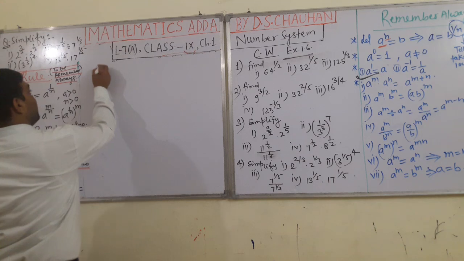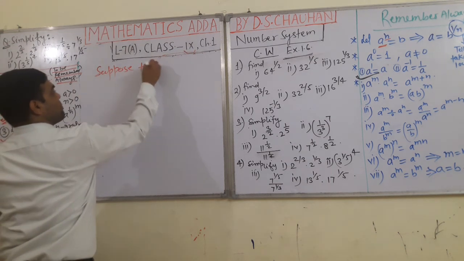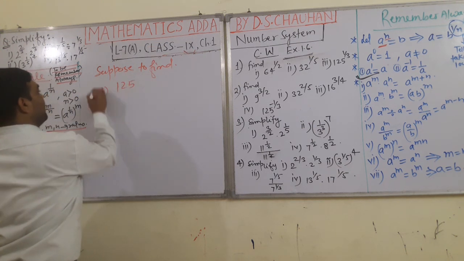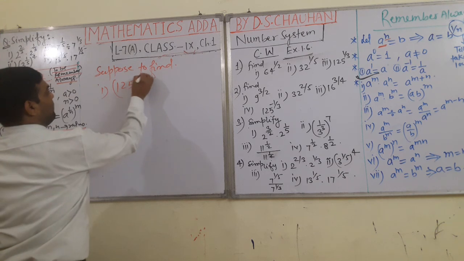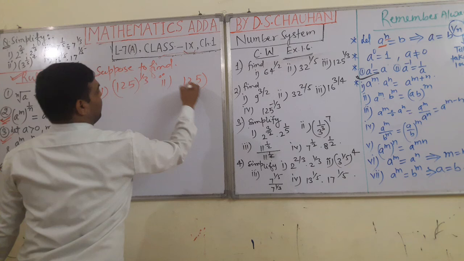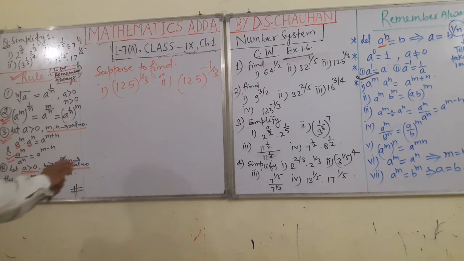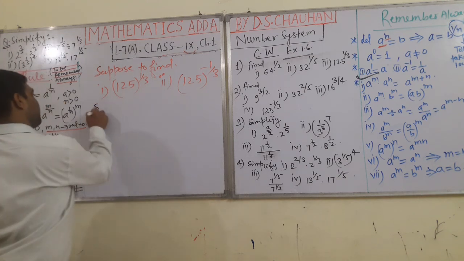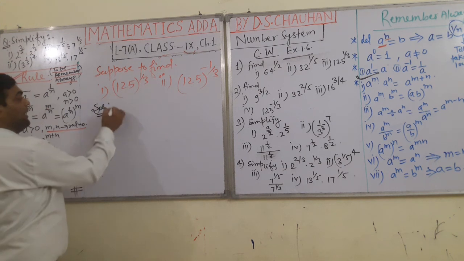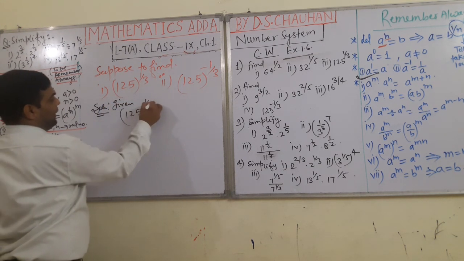Suppose to find 125 to the power 1 by 3 and another one 125 to the power minus 1 by 3. These are the problems. How to do? Try to understand. Solution. Here the first one has been given: 125 to the whole power 1 by 3.